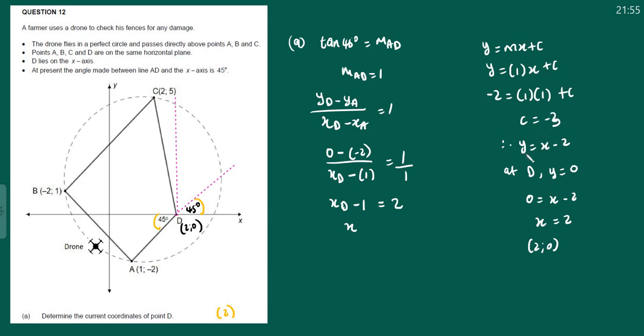Yes. So I used the equation. I like using this one because it's very nice and simple. Y minus y1 is equal to m brackets x minus x1. Then you just substitute them since we have the coordinates.